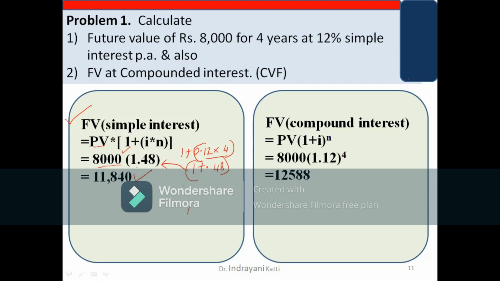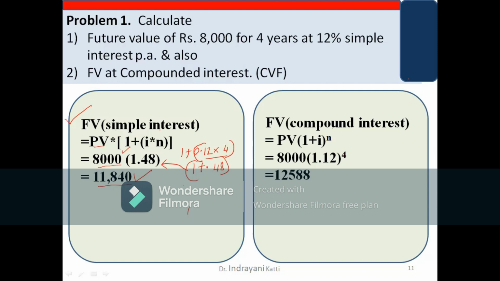If you invest 8,000 rupees for 4 years at the rate of 12% simple interest, then the future value will be 11,840. 8,000 is increased to 11,840 after 4 years at the rate of 12% simple interest.